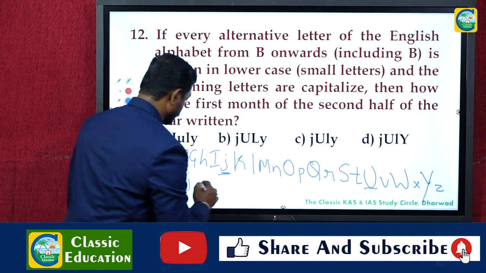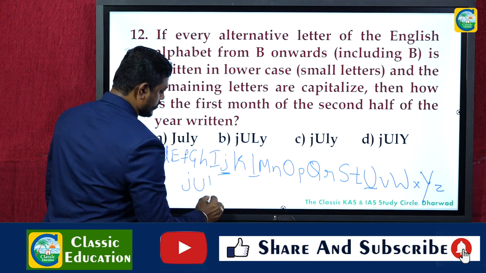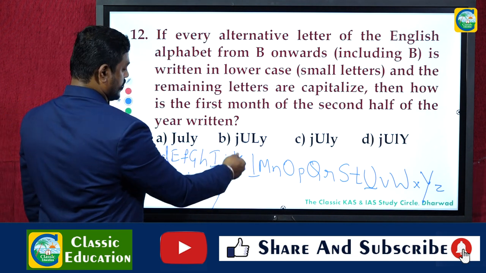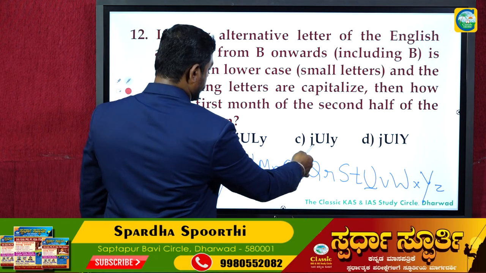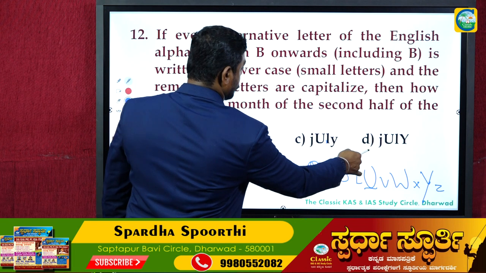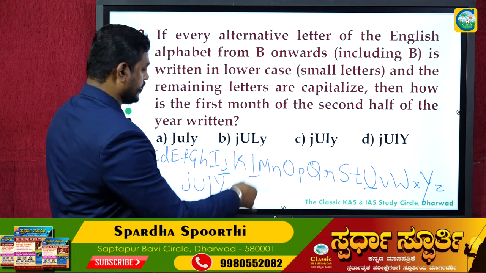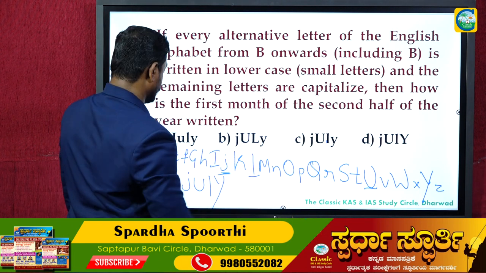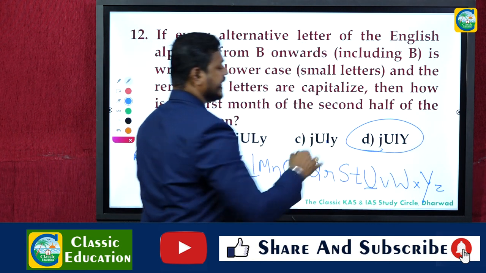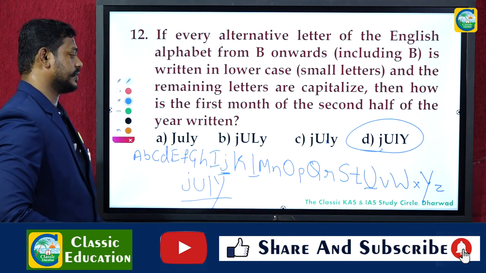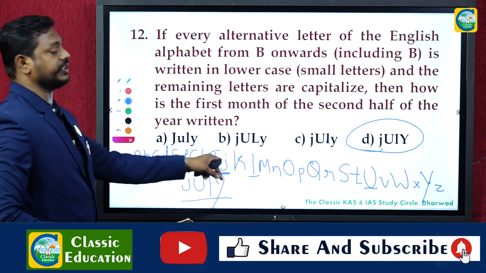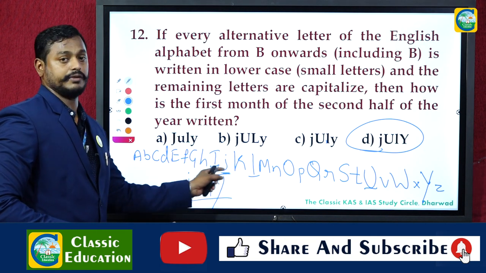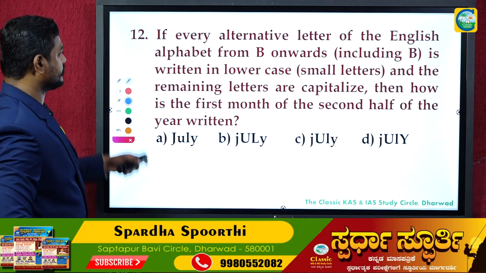J is small, U is capital, L is small, then Y is capital. Check the options here. The last option has J as a small letter, U as a capital letter, L as a small letter, and Y as a capital letter. Okay, option D is the right option, right friends? We have to solve this type in the examination. They have not given this in your question paper, so we have to note it down and find it out, right friends? Let me go for the next question now.